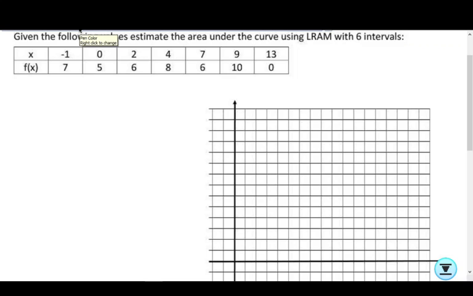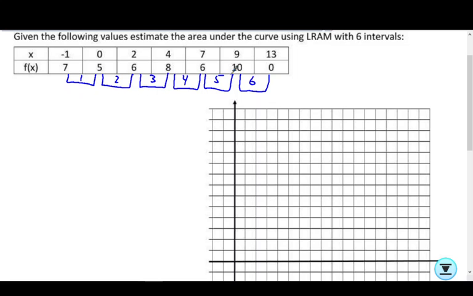Basically we've got a function, right? They're giving me x values and y values. They want us to estimate the area under this curve using left-handed rectangular approximation with 6 intervals. So basically these are my rectangles. I have one from here to here, one from here to here, one from here to here, like this. This is rectangle 1, 2, 3, 4, 5, and 6.